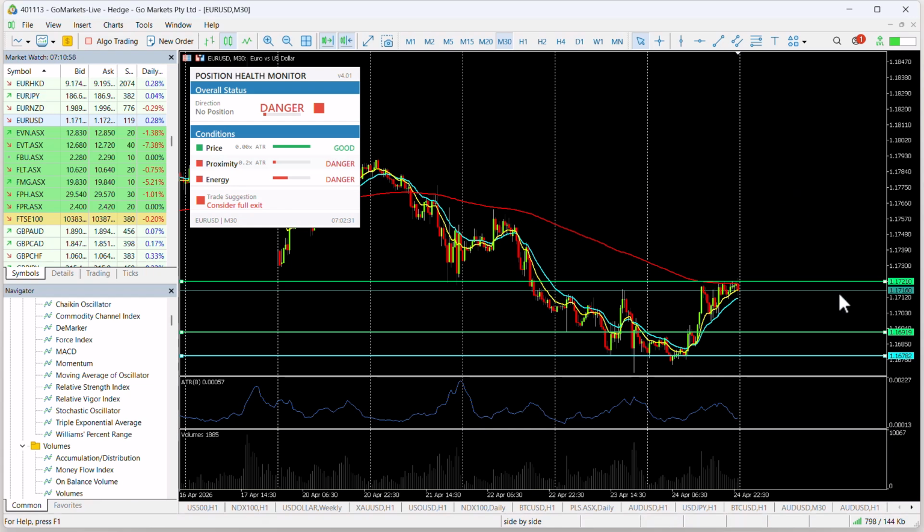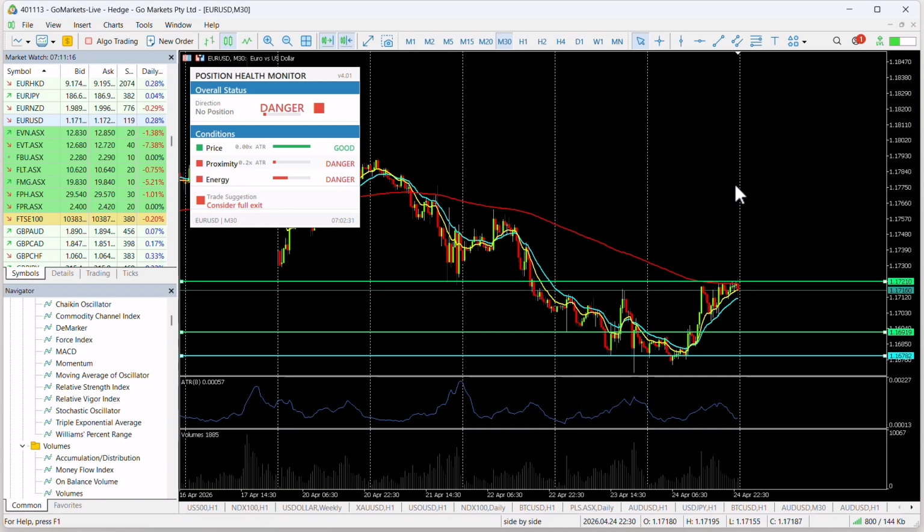Also, the energy has gone out of the stock. You can see there got a little price move with a decrease in volume. That suggests that energy behind this move is failing. So in this case, we've got 2 out of 3. We might consider on this indicator to consider a full exit.